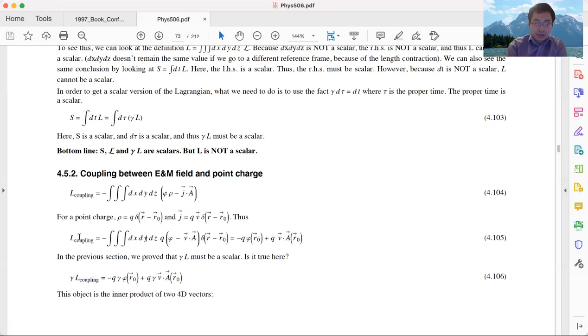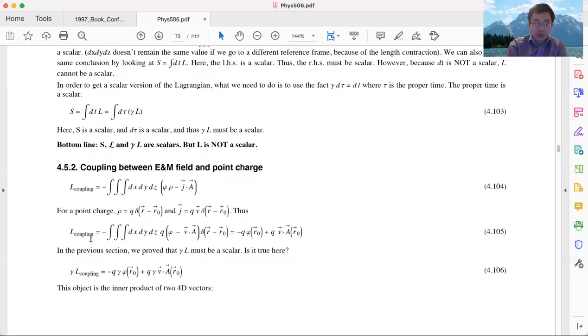So the Lagrangian for the coupling term between the field and my point charge is this: charge times scalar potential with a minus sign, plus charge times velocity dot vector potential, at the location of my point charge. So this is my Lagrangian for the coupling part.